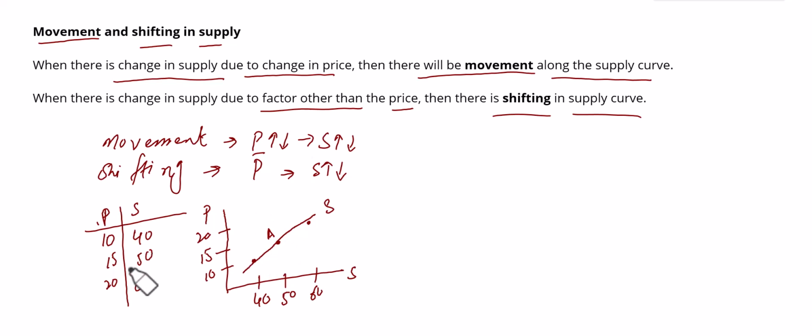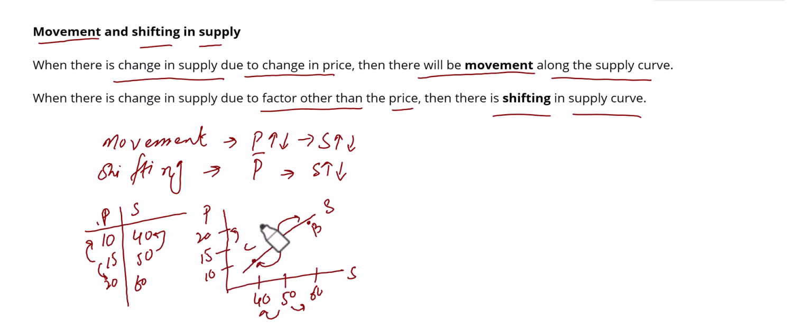Now when price is increasing from 15 to 20, supply is increasing from 50 to 60. The movement from this point to this point is called extension. And when price is decreasing from 15 to 10, supply is decreasing from 50 to 40. So again we have only one single supply curve. We are just changing our position from point A to B and then from point A to C, or B to A then A to C. This is called movement along the curve.